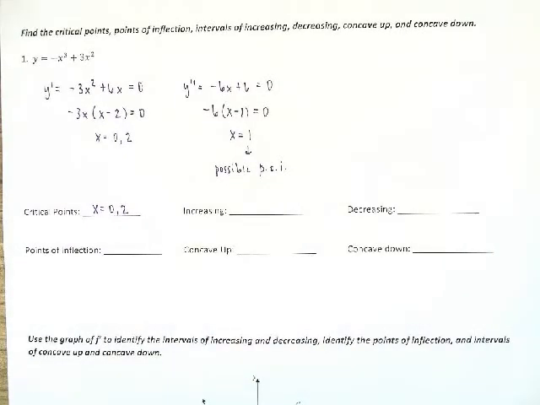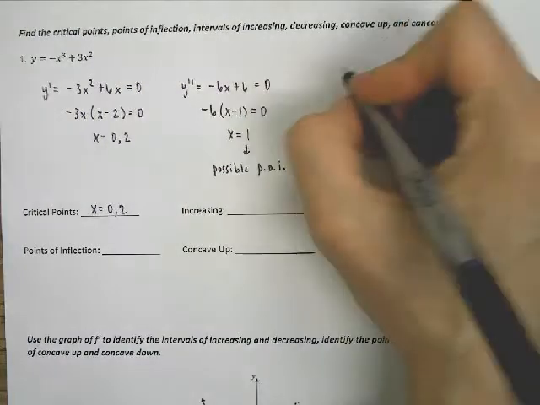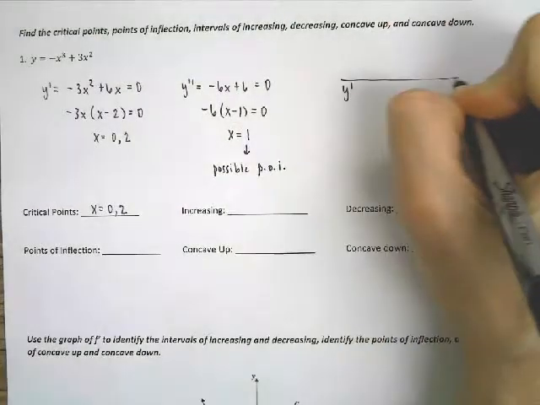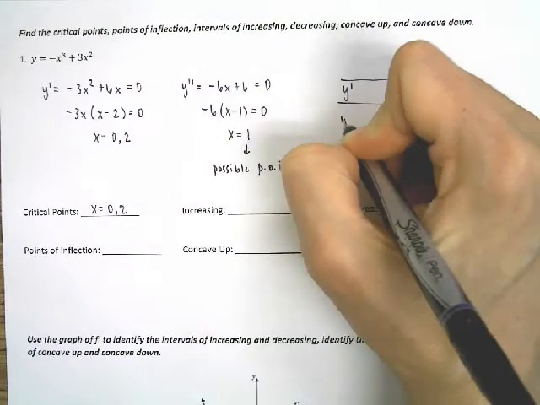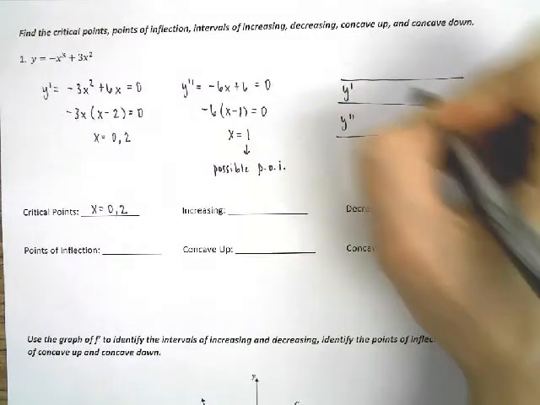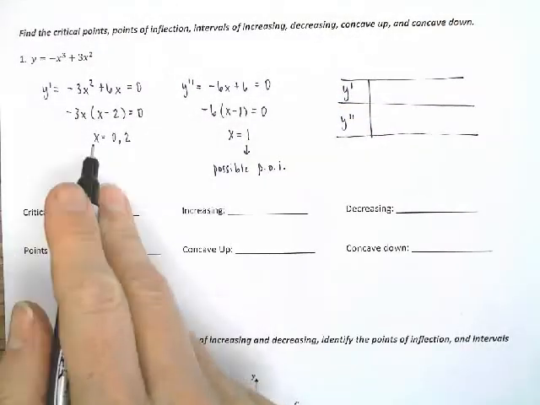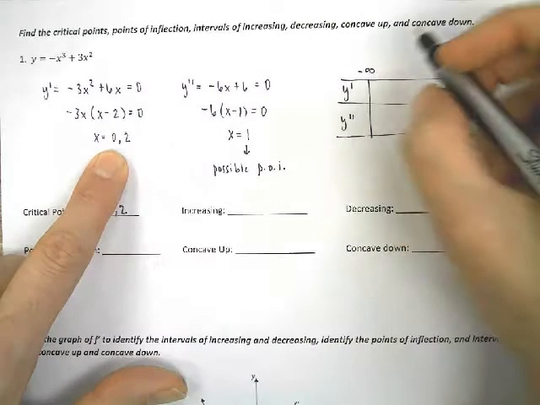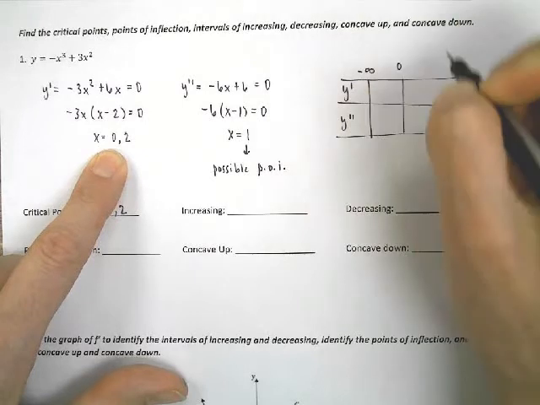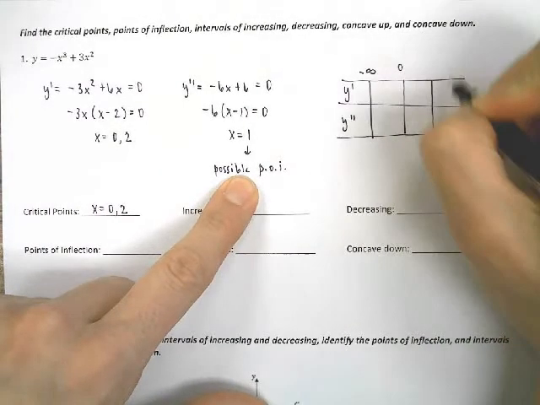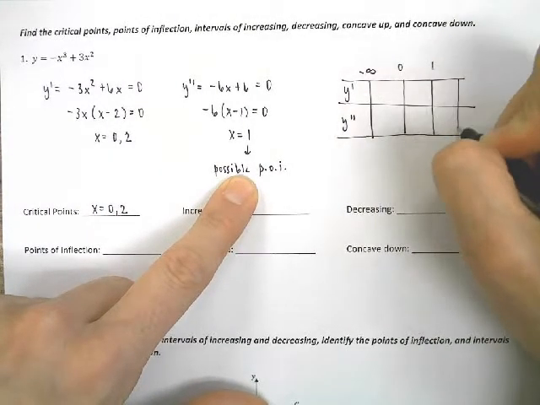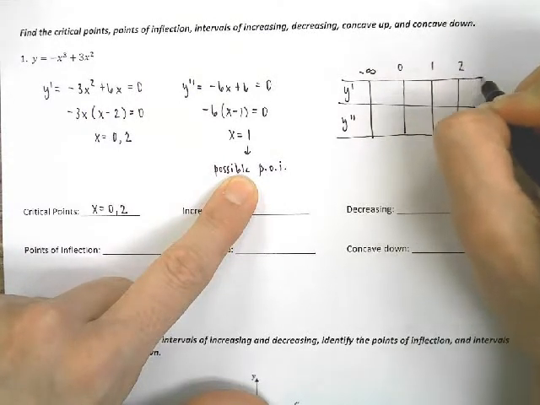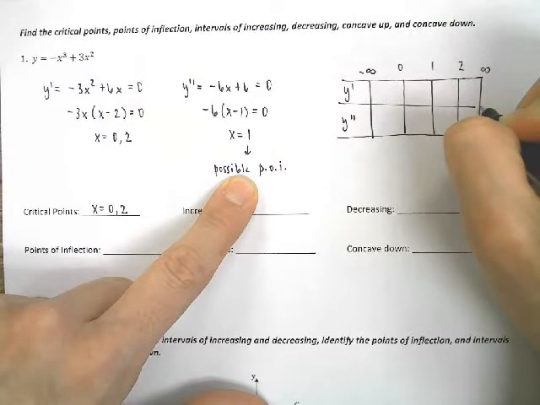I have y prime and I have y double prime now. And I don't have a specified interval, so I'm going to be going from negative infinity to infinity. So let's see, I have a critical point at 0, a possible point of inflection at 1, another critical point at 2, and then I'm going to put infinity at the end here. So let's see what's happening. I'm just going to test my first derivative for right now. So my critical points are 0 and 2. So I'm going to pick a point to the left of 0, let's say -1.